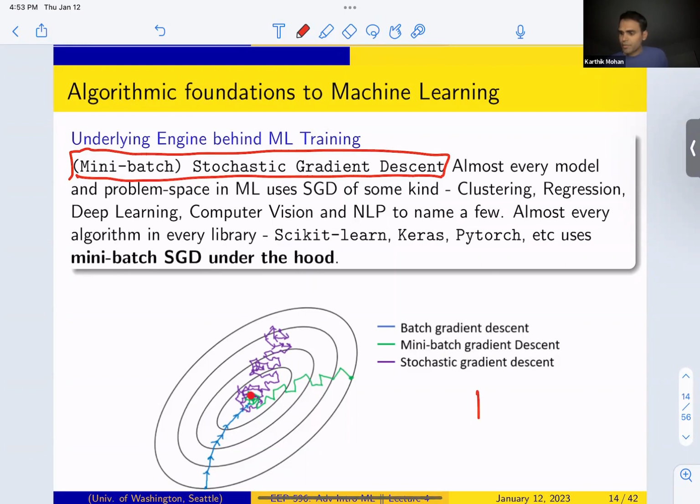If you remember the curve that we saw here, and this is training, how do you go from here to here? That is because of SGD. How do you make sure your loss is going down? That's because of SGD. So understanding SGD is fundamental for machine learning, and we'll spend some time on it in this class.